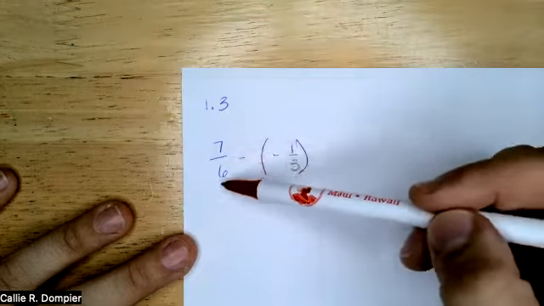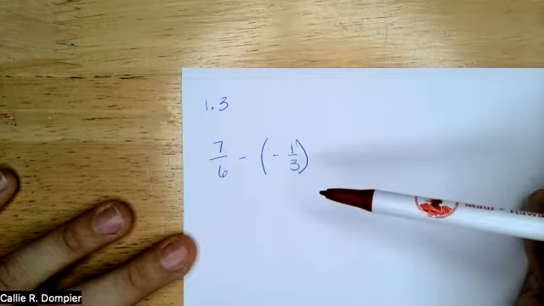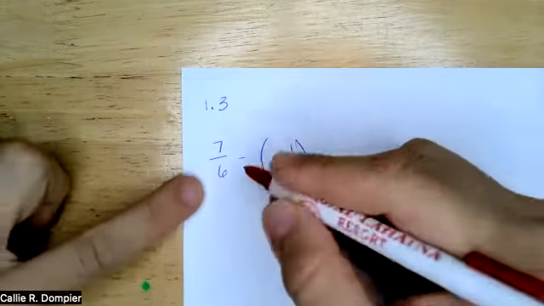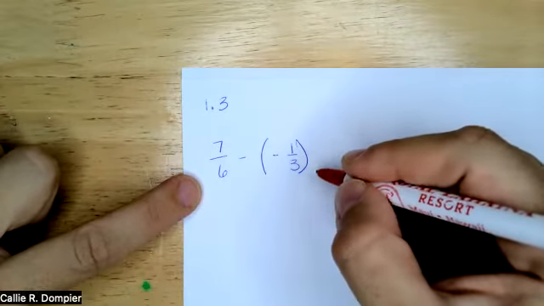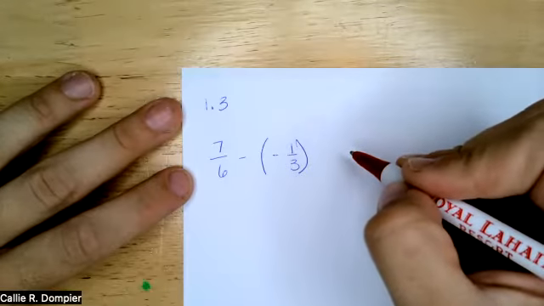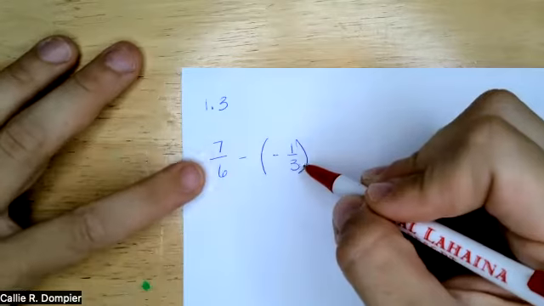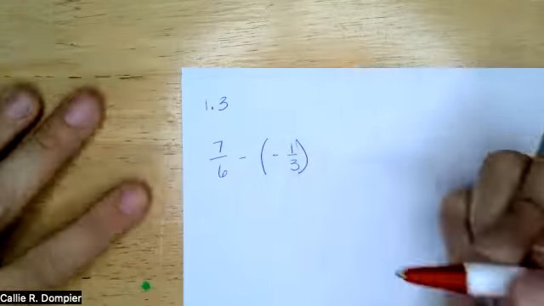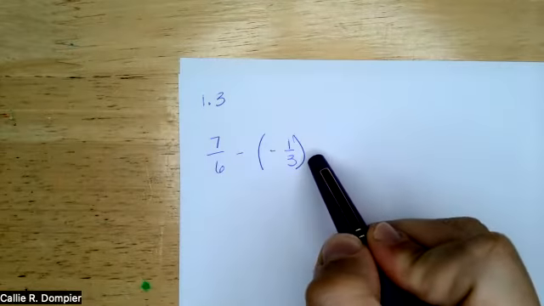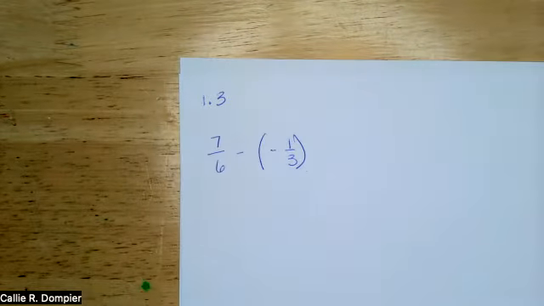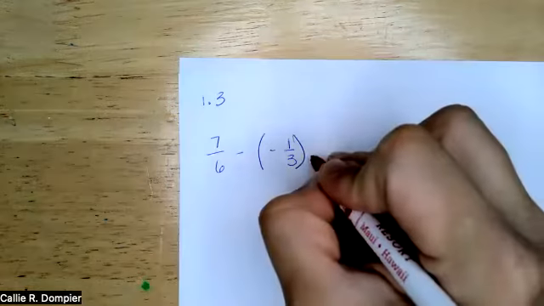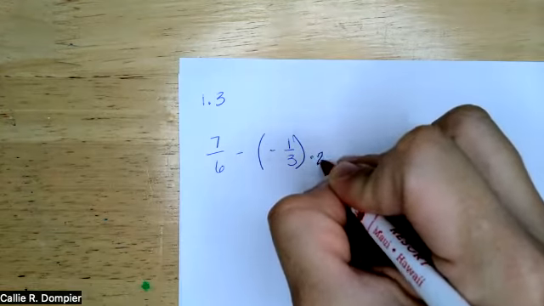So the first question was 7/6 - (-1/3). When you are subtracting or adding two fractions, you need the same denominator. To get the same denominator, what can we do to 6 and 3? We need 6 and 3 to be the same exact number. What we have seen before is we multiply 6 by 3 and 3 by 6. That's one way, but it gives you a big number. However, you can also just say 6 is 2 times 3, so I'm just going to take 3 and multiply it by 2. Does that make sense?